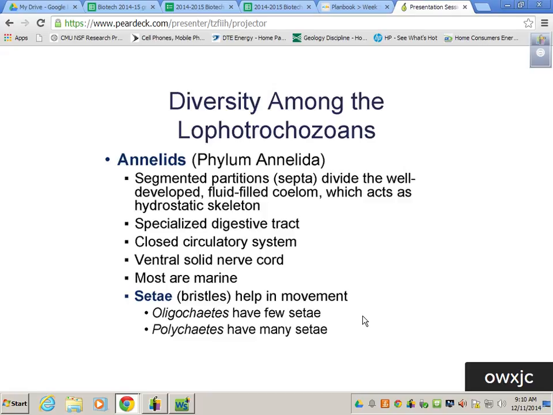They have a closed circulatory system, and they have a ventral solid nerve cord. Most are marine. The setae are these bristly structures that help in movement, very much like the cilia and the flagella. And here's a fun word. Oligochaetes have few setae, and polychaetes have many setae. It's right in their name, right?